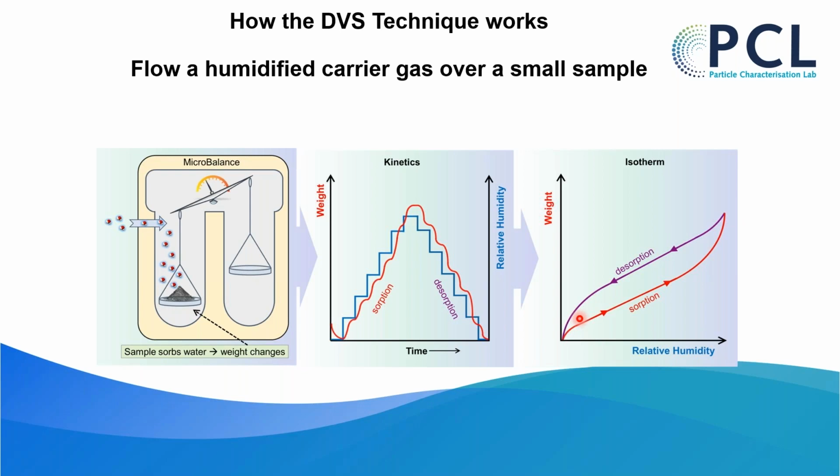We flow humidified carrier gas over a small sample, and that allows us to actually get the mass change versus time, which then is computed, very simply, into an adsorption isotherm. It's quite a simple process, really.